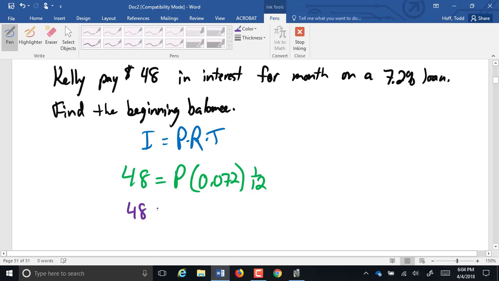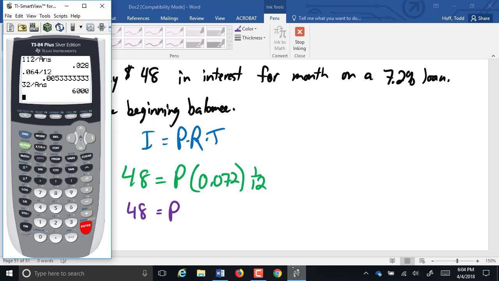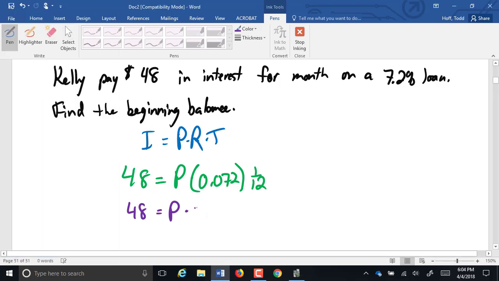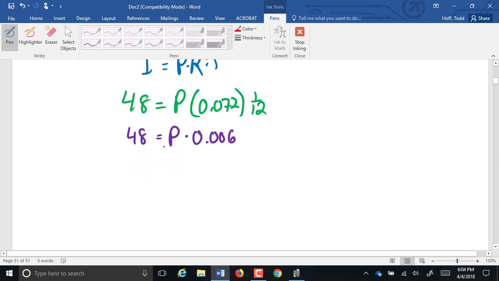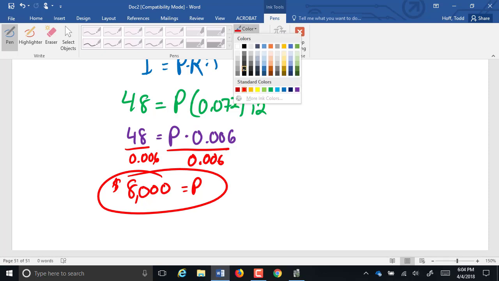So the 48 doesn't change. 0.072 times 112 is 0.006. Then what? Divide by the 0.006. You got it. Was that 8,000? Equals P? Perfect.